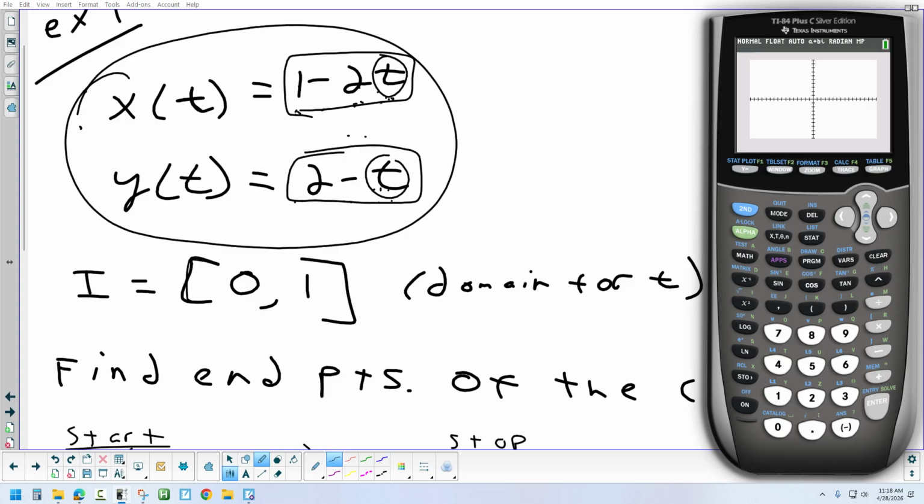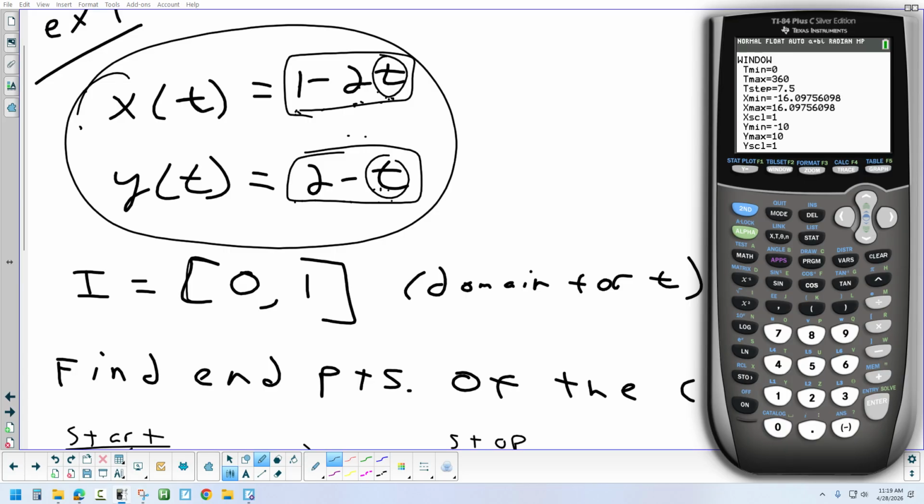Scroll back up. So we go to y equals. For x equals, it's 1 minus 2t. And for y equals, it's 2 minus t. Okay, before we graph, what do we always have to do? Yep. Always have to set the window.